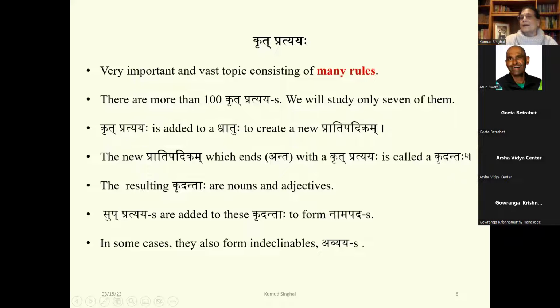Krit plus Antaha. So the Ta becomes a Dakara, that's why it is Kridantaha. The Pratipadikam which ends in the Krit suffixes. The resulting Kridantas are nouns and adjectives. We will see that in the next few examples. Once you have a new Pratipadikam, then you could add the Sup Pratyayas to these Kridantas to form the name forms. And in some cases, they also form indeclinables or Avyayas.